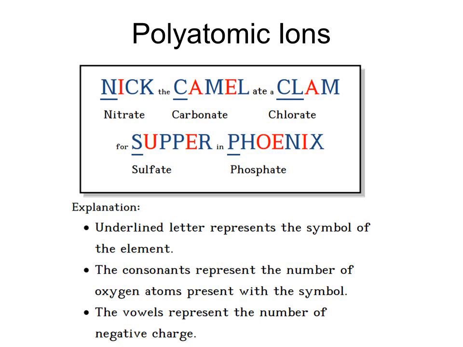So this again is our trick. Nick the camel ate a clam for supper in Phoenix. You can use this trick to memorize some of the most important ones that we'll be dealing with in grade 10: nitrate, carbonate, chlorate, sulfate, and phosphate. And then from there you can remember others. So if you know nitrate is NO3 minus, you know nitrite with the ite ending would be one below in terms of the oxygen. So it would be NO2 minus.